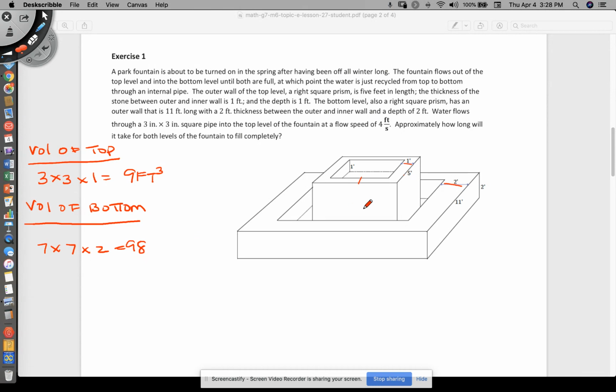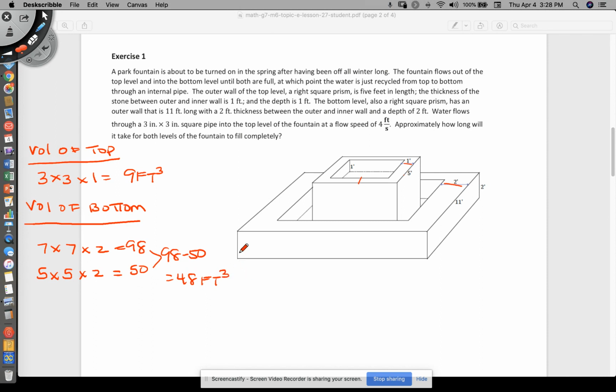Now I'm also going to take that measurement and subtract it from the other amount, because it's not going to fill up the outside, it's going to fill up the inside of the fountain. So I am going to take away, first let me find my volume, of a 5 by 5 by 2. And that's going to give me 50. So now I'm going to combine these two into 98 minus 50, and that will give me 48 feet cubed.